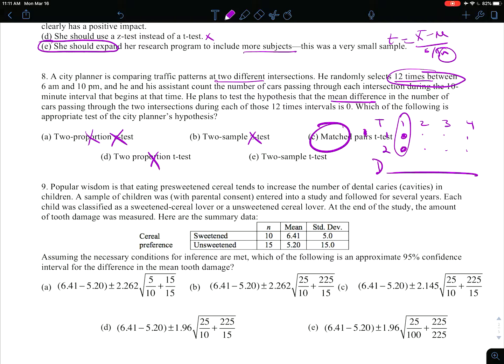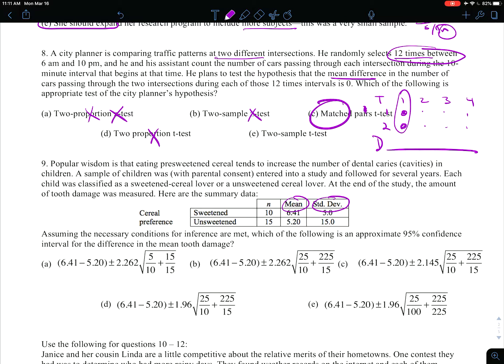Number 9, we've got a 2-way table here, and the descriptive statistics, means, and standard deviations. Ultimately, we want a 95% confidence interval. And so when I see 95% confidence interval, a lot of times I'm thinking to myself, okay, that's 1.96. But remember, since we're talking means, 1.96 was the z-score. And that's not what we want.